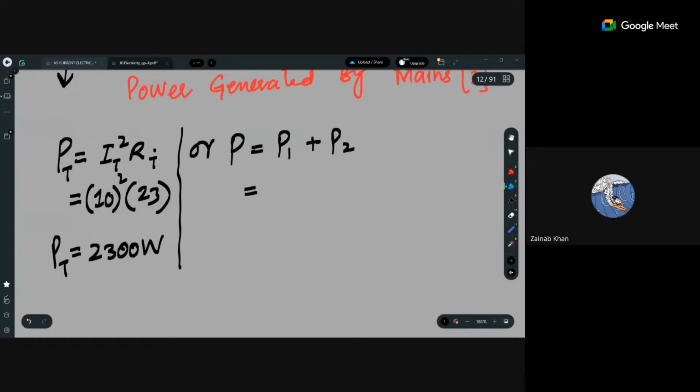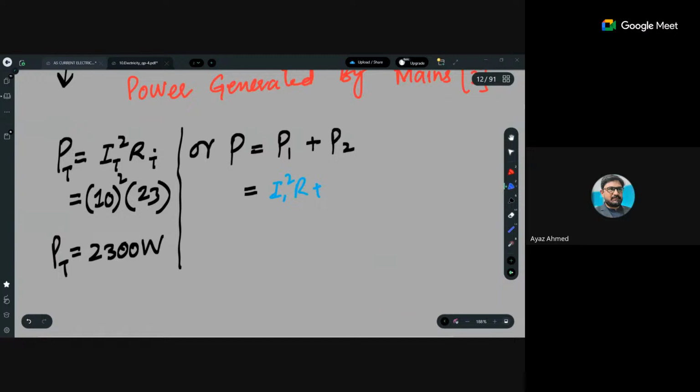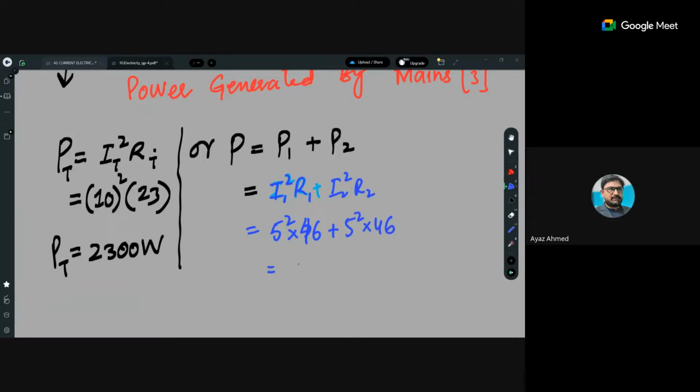I also did this same work for you by another method. Power in heater 1 and power in heater 2 means I1 squared into R1 plus I2 squared into R2. So just add them together and enjoy the answer. In parallel, powers are added. I1 is how much? 5 squared into 46 plus 5 squared into 46. So you will get the same answer hopefully.